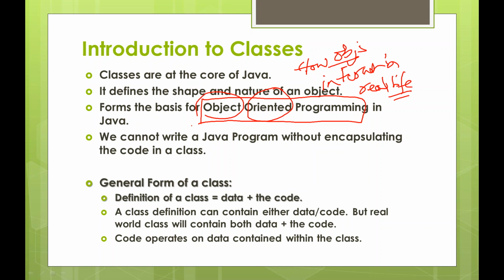Object-oriented programming, right? We are talking about object-oriented. Anything, whatever you think, say if you want to consider humans as objects, there are so many objects, so many humans. Whenever they interact with each other, they will exchange something, right?